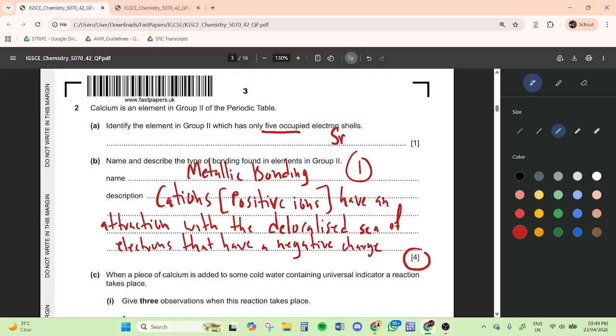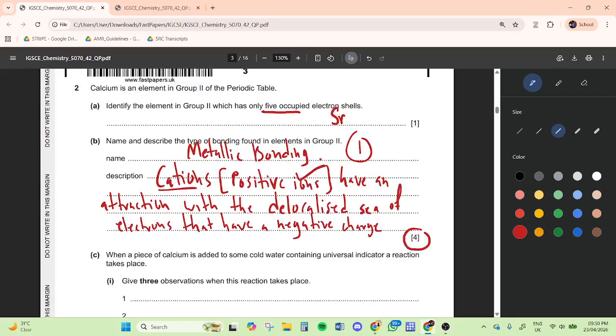So your first mark is going to be for writing cations and that they're positive ions. Then you have to say that they have an attraction with the delocalized sea of electrons that have a negative charge. So that's what happens in metallic bonding.